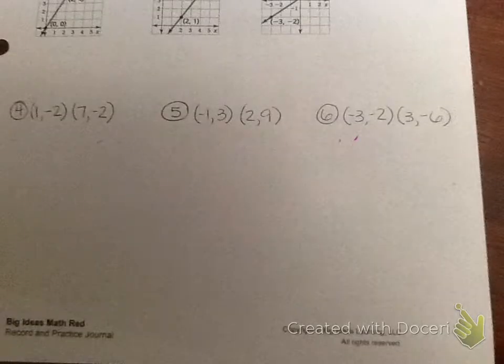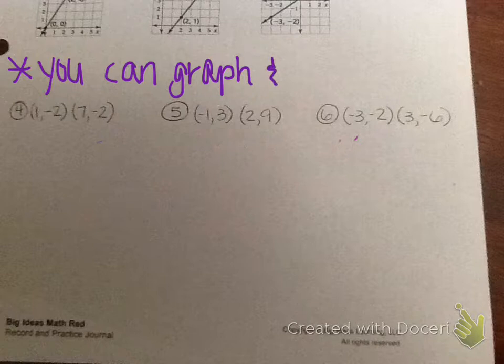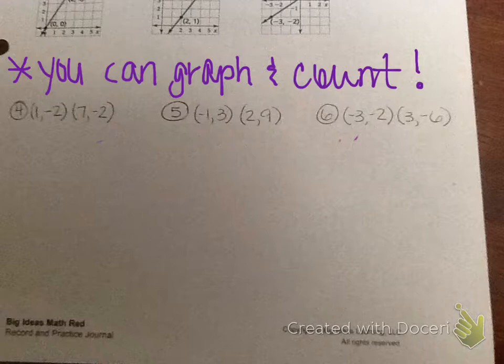So now we're going to look at finding the slope using just 2 points. You can graph and count, but using the slope formula is going to be a lot faster. So you're going to want to use y2 minus y1 over x2 minus x1.